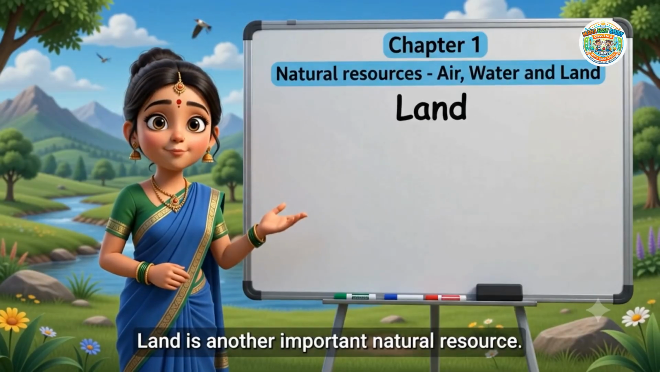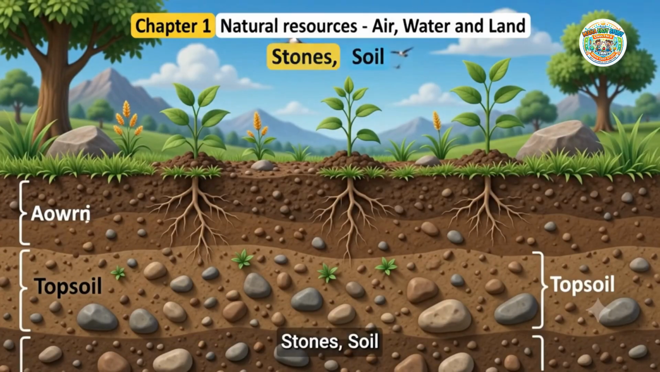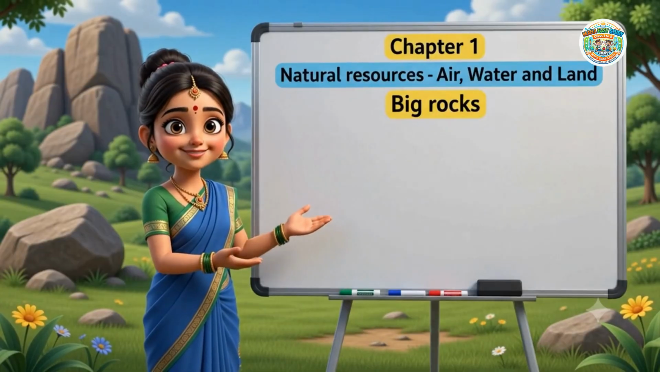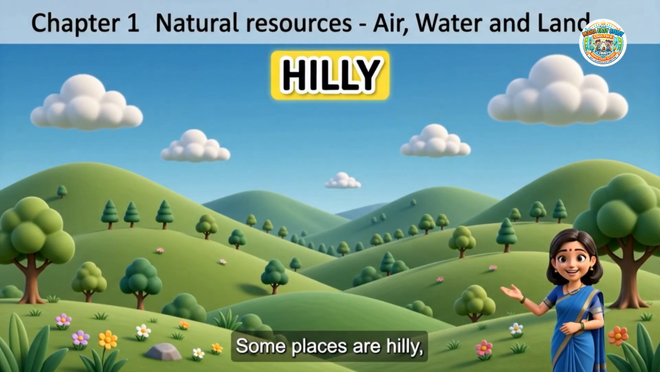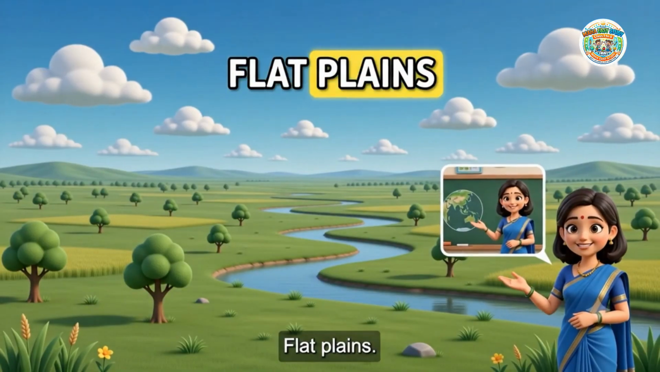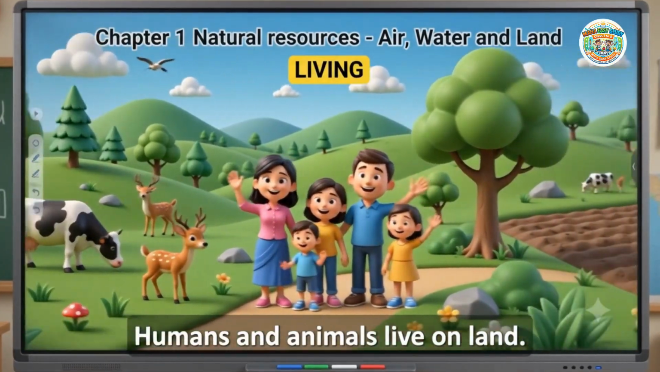Land is another important natural resource. Let's see what land is made of. It is made of soil and stones, and also big rocks. Land is not flat everywhere. Some places are hilly, mountainous, or flat plains. Why is land important? Humans and animals live on land.